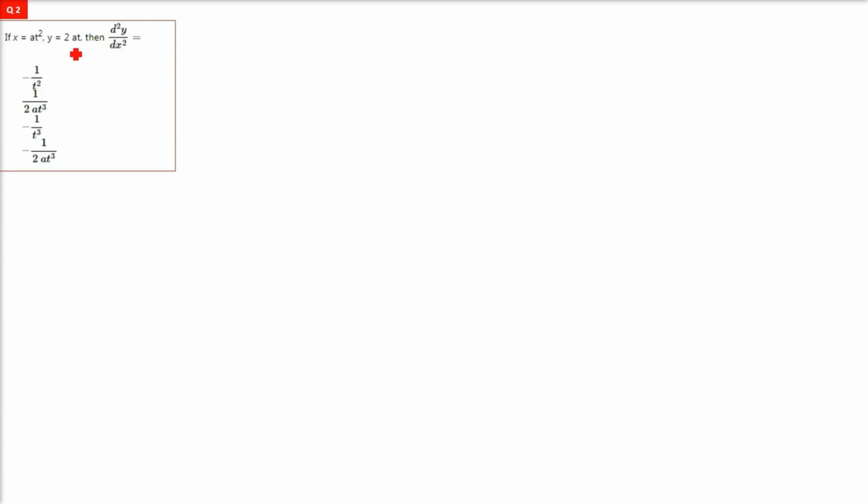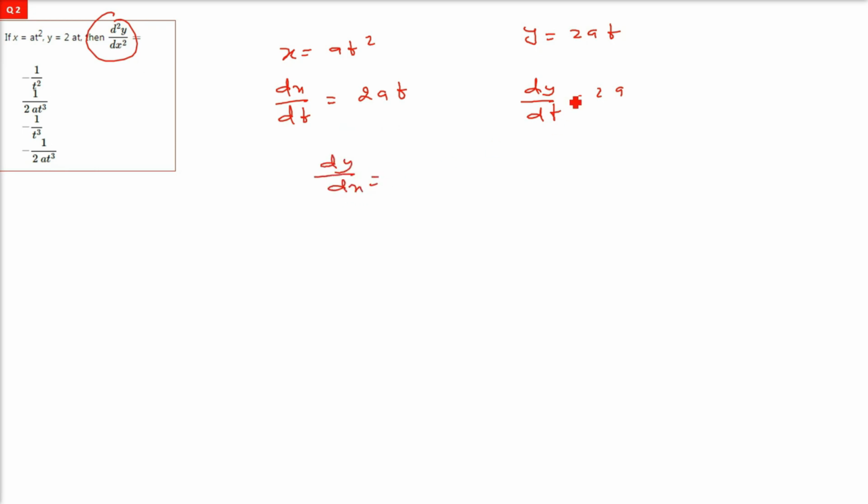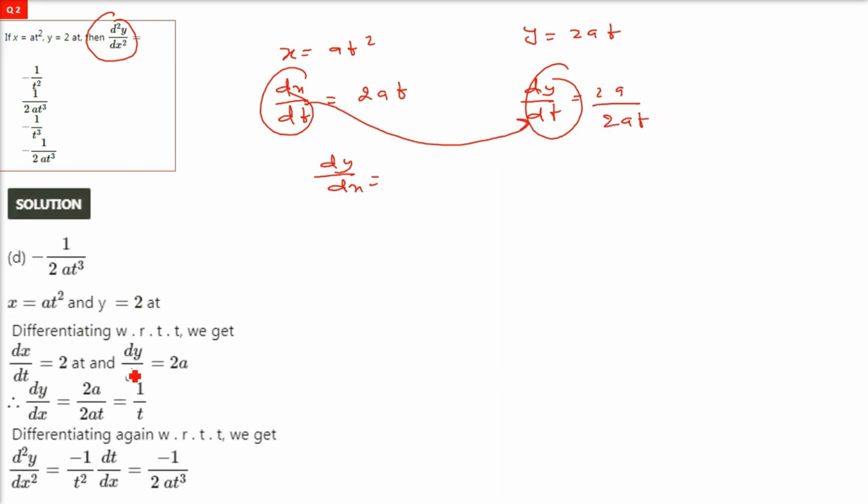x is equal to at square, y is equal to 2at, then d2y by dx2 we have to compute. We have just completed this in a previous discussion, but we'll try to do it again. x is equal to at square, dx by dt is equal to a, so t square will give 2t, 2at. y is equal to 2at, dy by dt is equal to 2a only. We need dy by dx, so dy by dx is nothing but dy by dt divided by dx by dt. So just divide these two. 2a by 2at is 1 by t. So this is 1 by t, but this is just dy by dx.